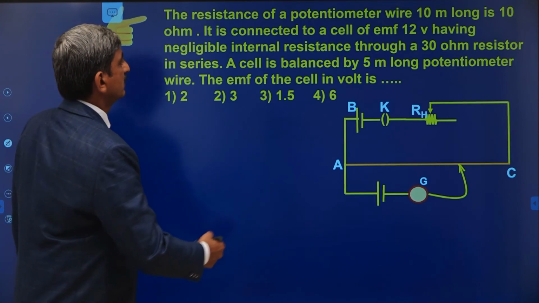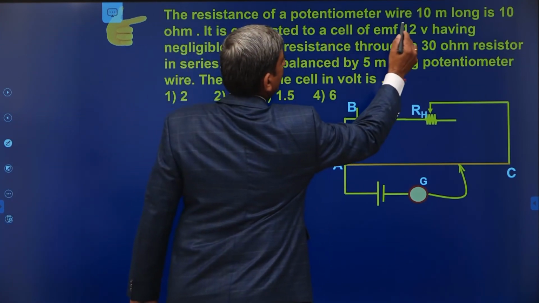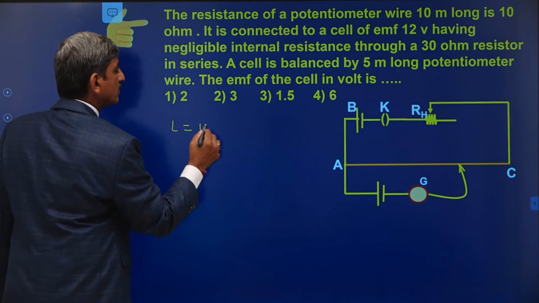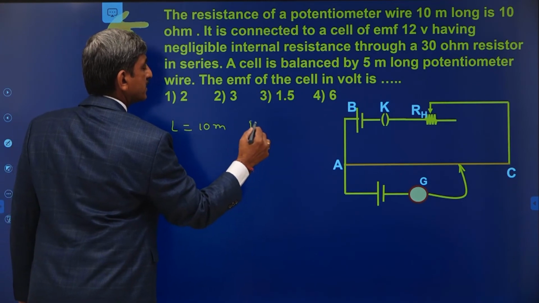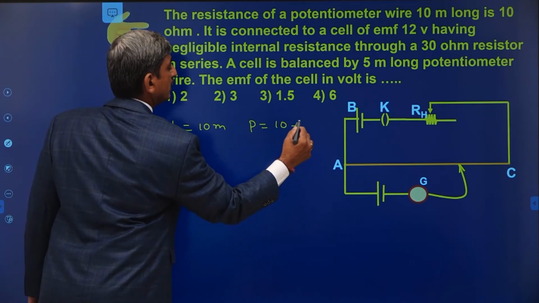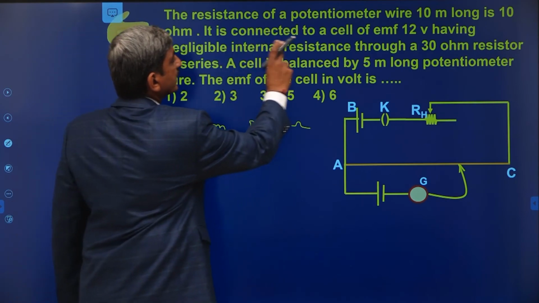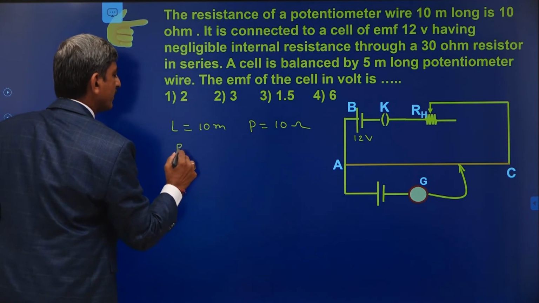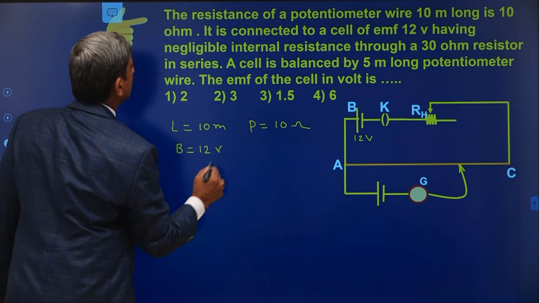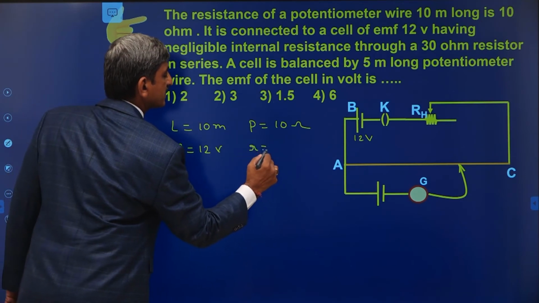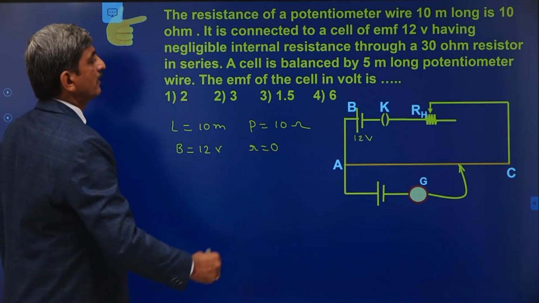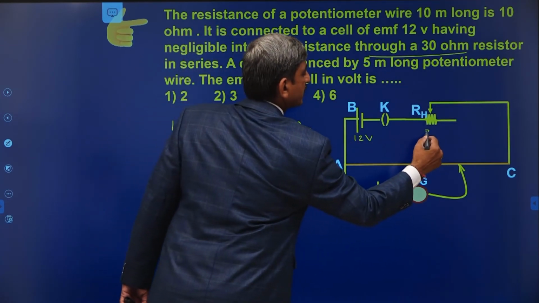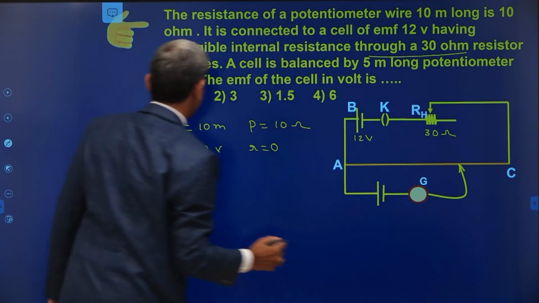Here what is given? The resistance of the 10 meter long potentiometer wire is 10 ohm. That means the length of the potentiometer wire is equal to 10 meters and the resistance of the potentiometer wire is equal to 10 ohm. It is connected to EMF 12 volts. That means the EMF of the battery B is equal to 12 volts, having a negligible internal resistance, that is r is equal to 0. Now it is connected through a 30 ohm resistor in series. That means the resistance of the rheostat is given as 30 ohms.